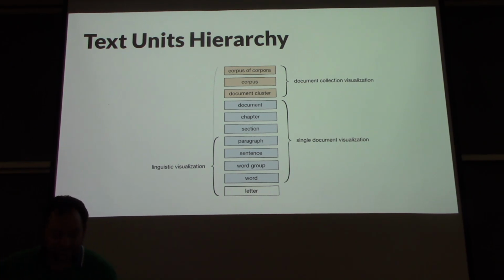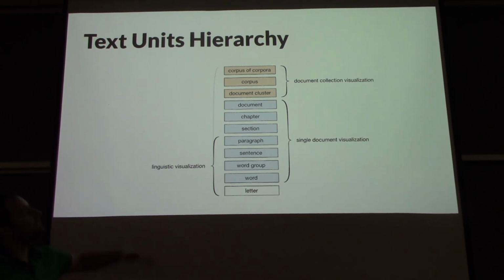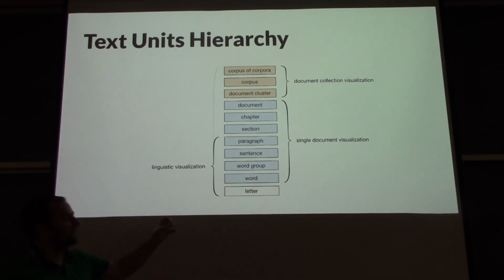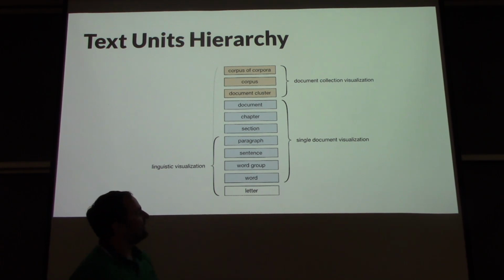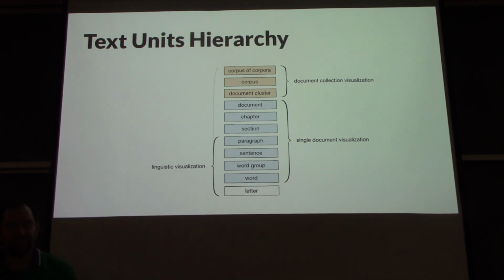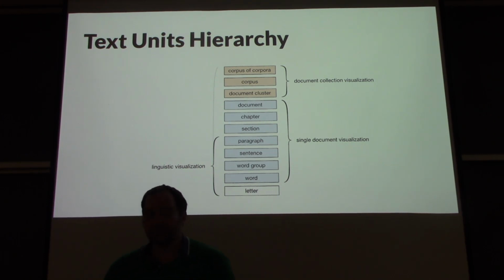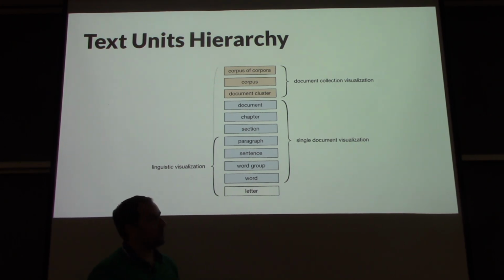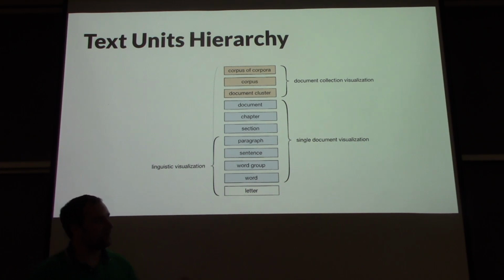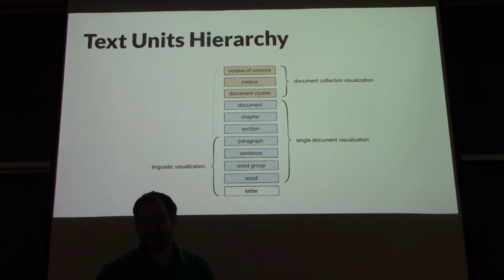So if we look at text units, let's start from the bottom. We have the smallest unit, which is a letter. Then we have words, word groups, sentences, paragraphs, sections, chapters, documents, document clusters, like a whole corpus, or a corpus of corpora. So this is where different visualizations play a role.